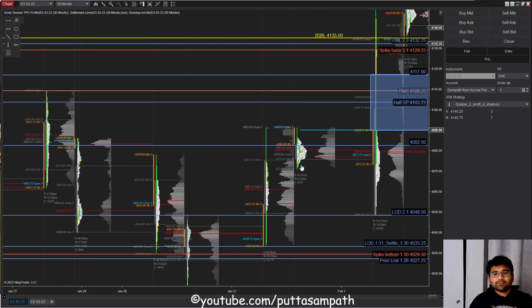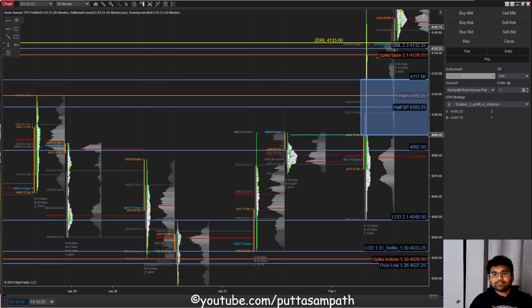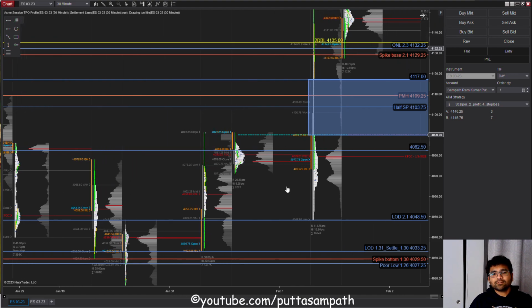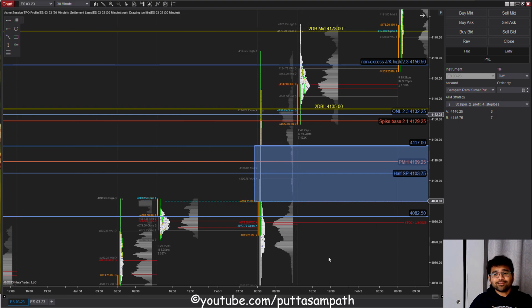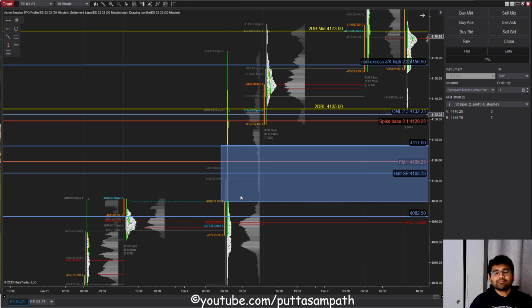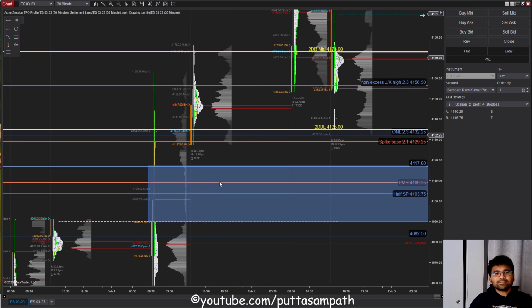So the new spike base was retested on Wednesday. We'd opened near the spike base, and then we broke the 4109 level and then formed a new set of single prints, which means that there are many trapped traders in here which haven't filled yet, and that's why I still have that area marked as is. And then we had a new spike base on that day, which is Wednesday, the February 1st.